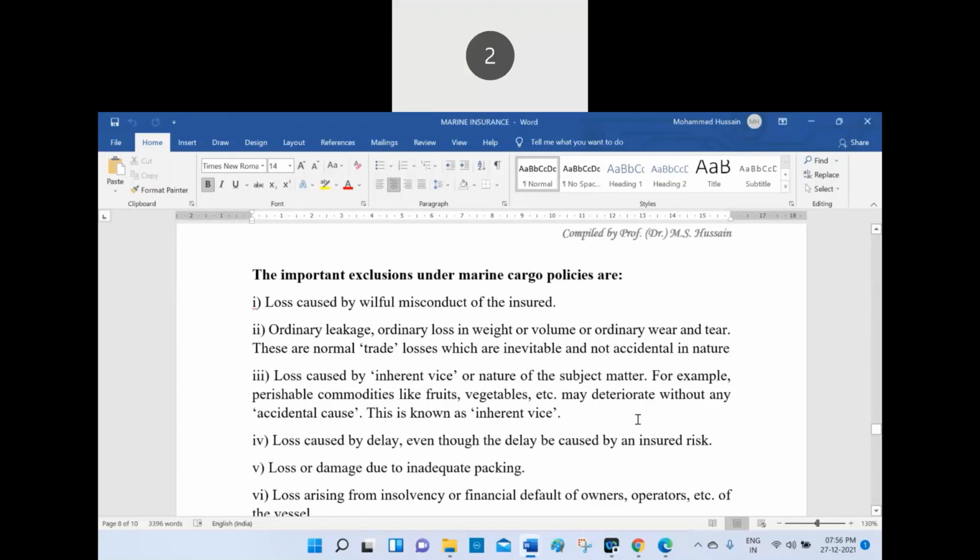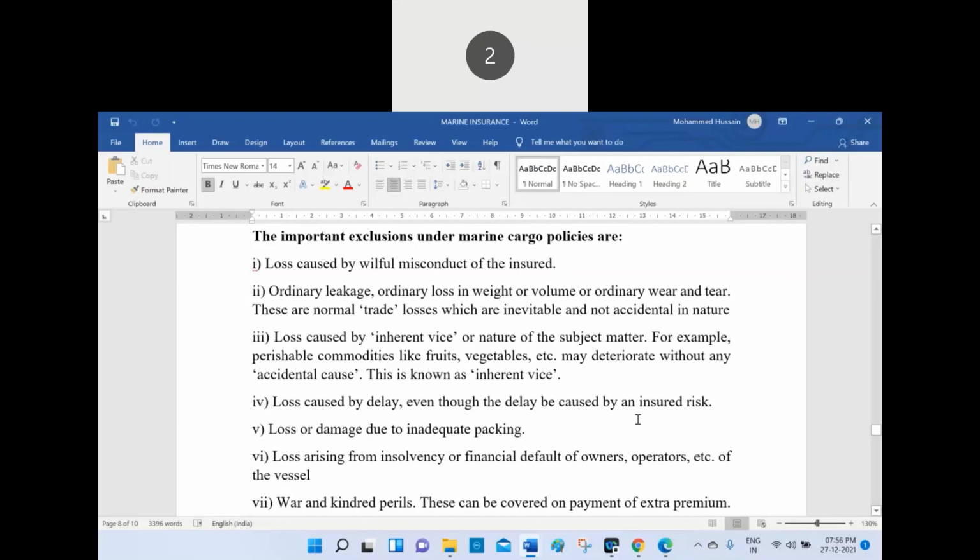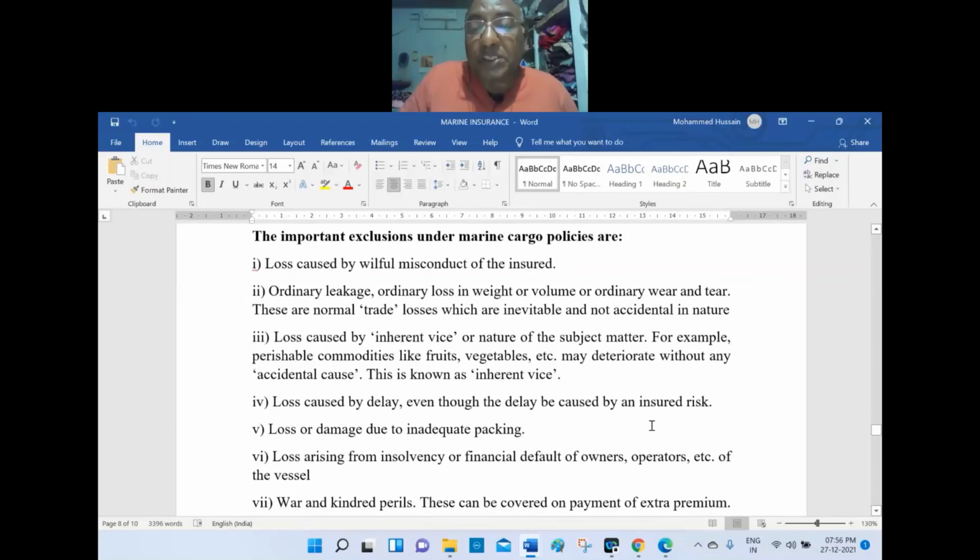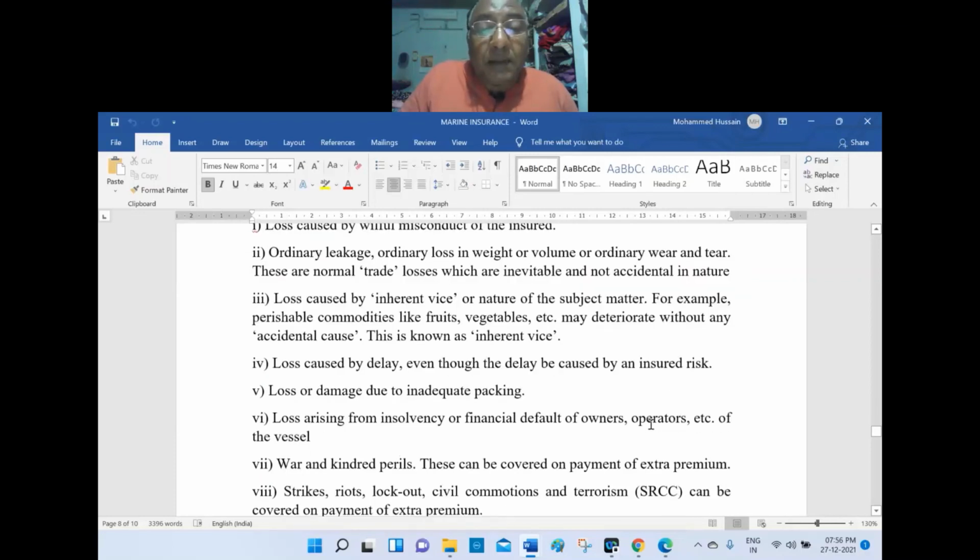Clear, sir. Yes. Number fourth one, loss caused by delay. Sometimes loss is caused by delay, even though the delay may be caused by an insured risk. Sometimes untoward incidents will happen, then delay would be there. At that time also it is excluded. But if intentional delay is there, then it can be covered.